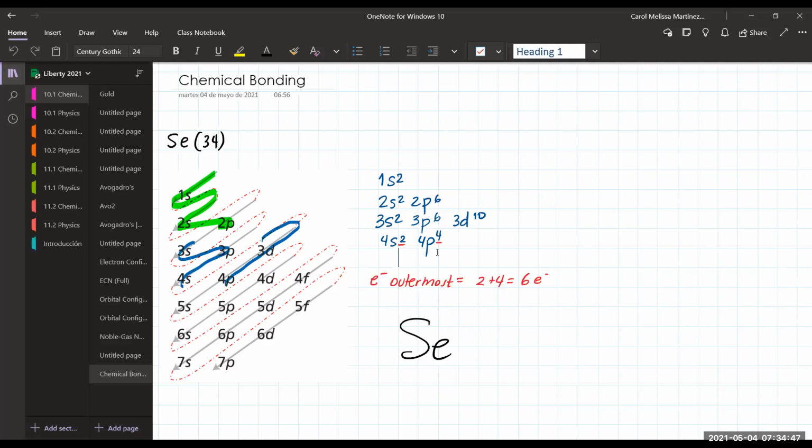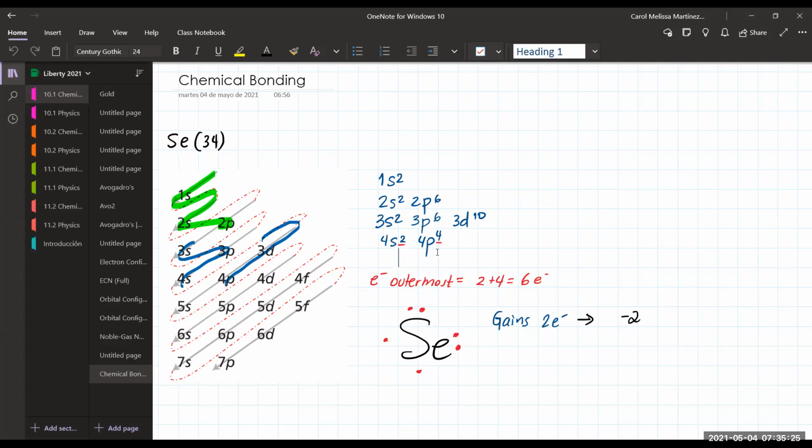Se, 1, 2, 3, 4, 5, 6. Okay. So then I ask, is it easier for selenium gaining electrons or losing electrons? Gaining. So it gains 2 electrons. So this gives me a charge of negative 2.